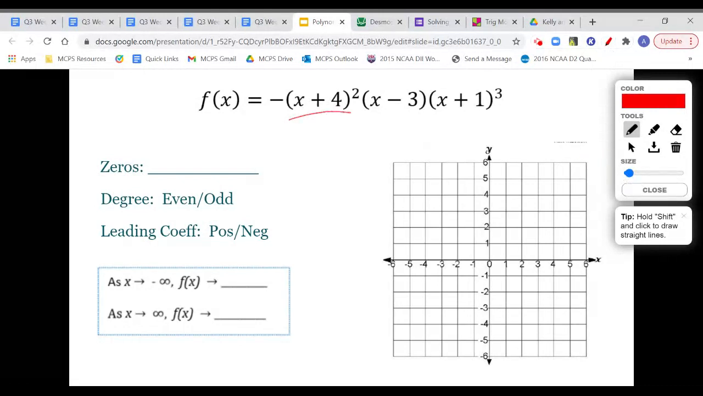So we already found from this factor that one zero would be negative 4. We found from this factor that one zero would be positive 3. And we found from this factor that one zero would be negative 1.